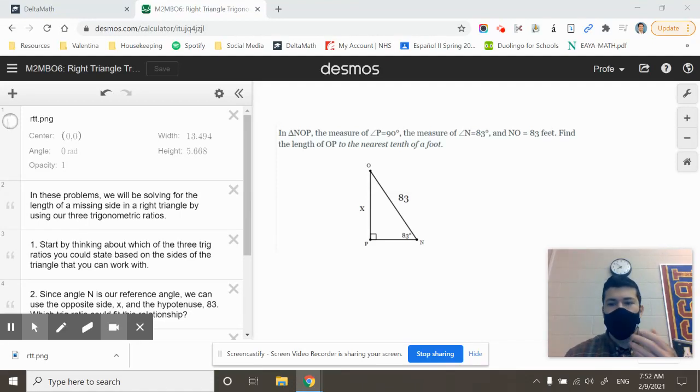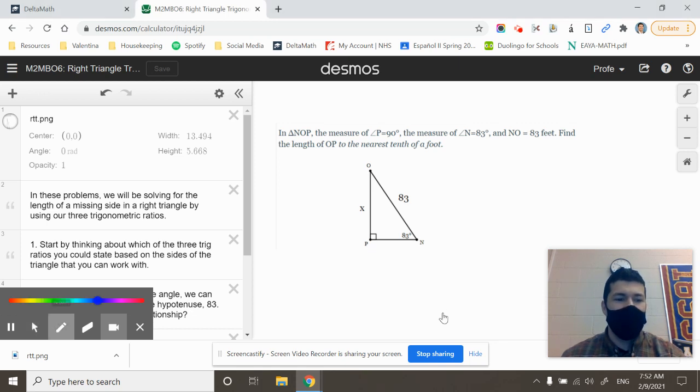Hey everybody, quick tutorial on why we need to actually use right triangle trigonometry. It has neat relationships called sine, cosine, and tangent, but what's the actual application of it?